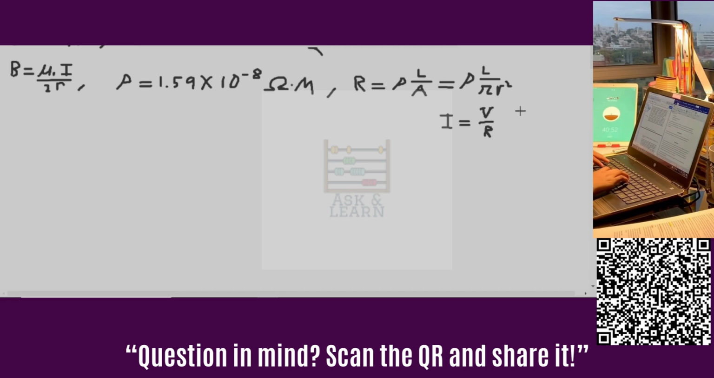Let's double check that we did algebra right. So we have V equals IR. We want to find out what R is. So we divide both sides by R. So I is equal to V divided by R. Never hurts to double check.